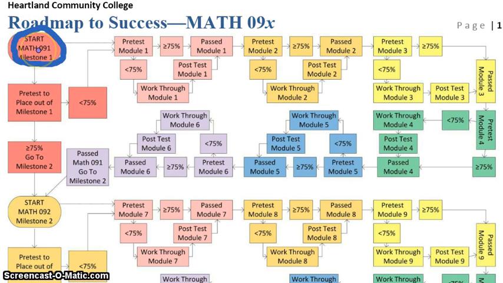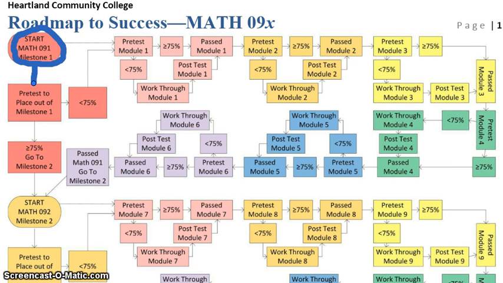So if you're starting in Math 091, your goal for the semester is to complete Milestone 1. That means you need to complete Module 1, 2, 3, 4, 5, and 6. So again, there are different ways to go about doing that. The very first option to consider is trying to pre-test to place out of Milestone 1.